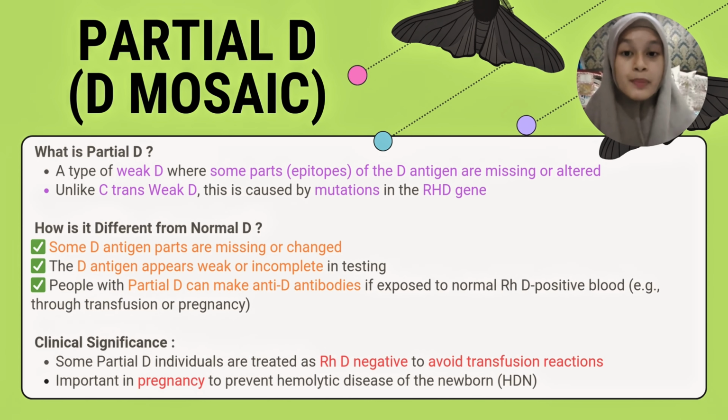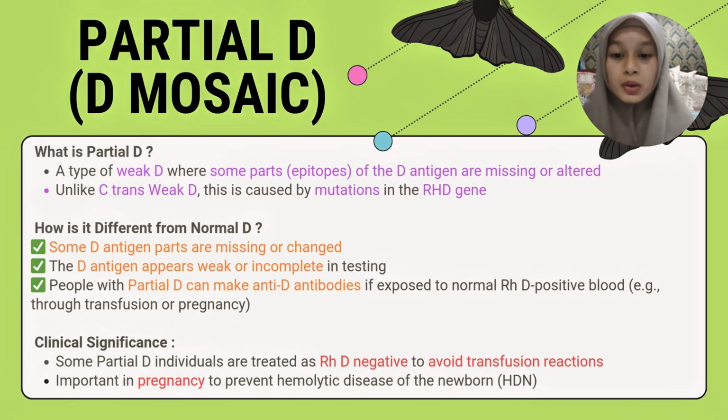So the third type is partial D or D mosaic. So what is partial D? It is a type of weak D where some parts, epitopes, of the D antigen are missing or altered. Unlike C-trans weak D, this is caused by mutations in the Rhd gene. So how is it different from normal D? Some D antigen parts are missing or changed. Also, the D antigen appears weak or incomplete in testing.